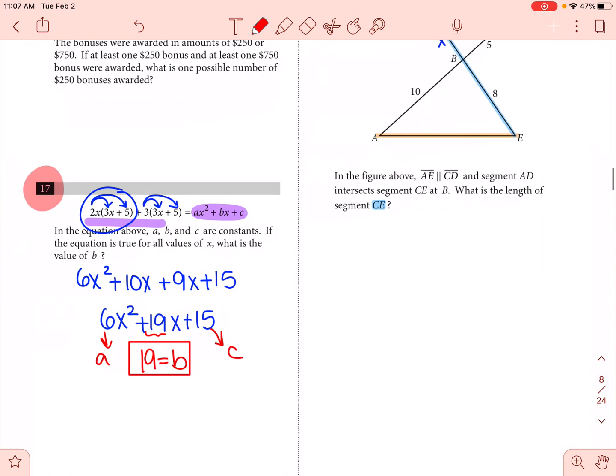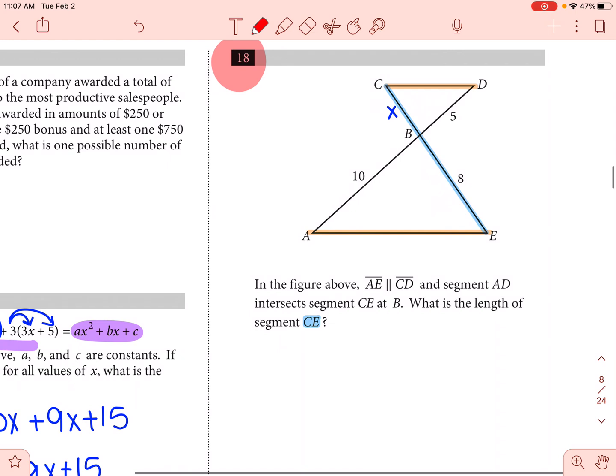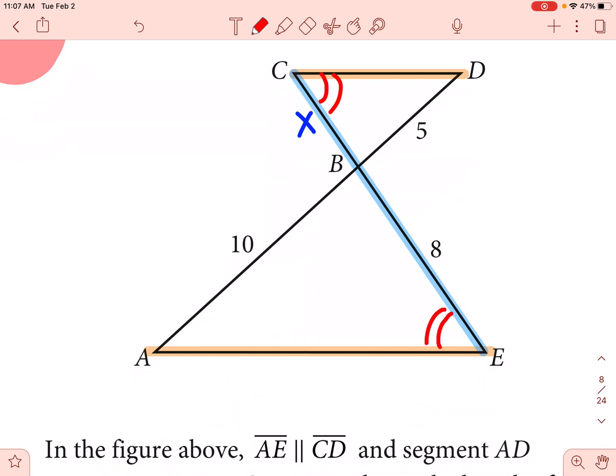Okay, and last but certainly not least, number 18. I highlighted the parallel segments in orange. Okay, so because these are parallel, I know things like, oh, the alternate interior angles are congruent. I also know that I have vertical angles here. Right there, angle is enough for me to know that these two triangles are similar.